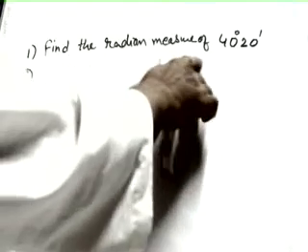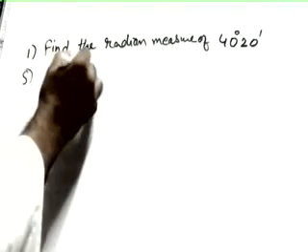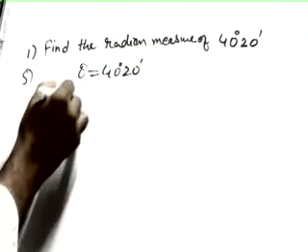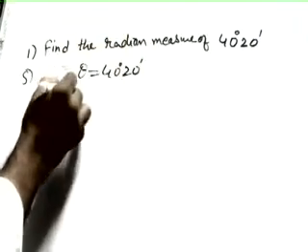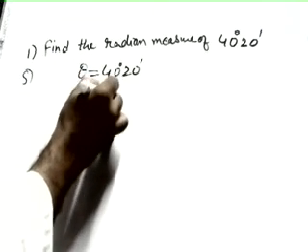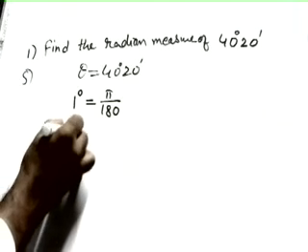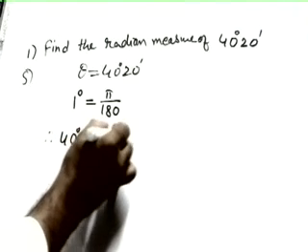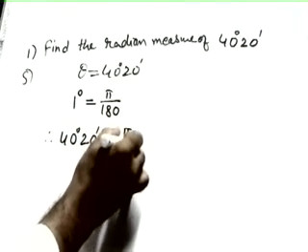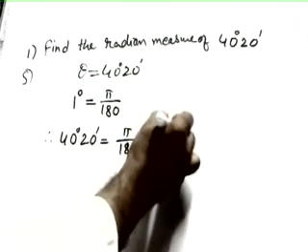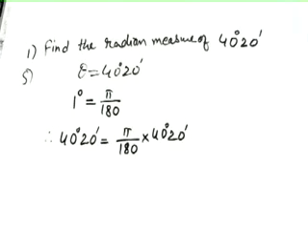Let me do one more question. Find the radian measure of 40 degrees 20 minutes. See here, the angle is given in degrees, so we have to change it into radians. Let me use this formula: 1 degree equals pi by 180. Therefore 40 degrees 20 minutes equals pi by 180 into 40 degrees 20 minutes.